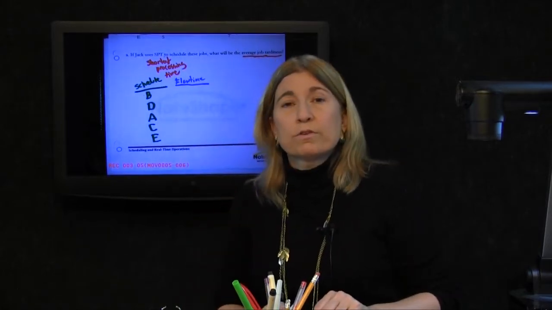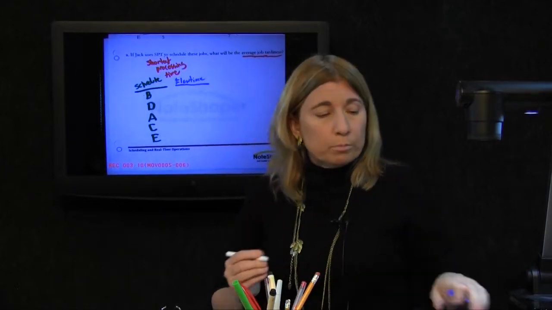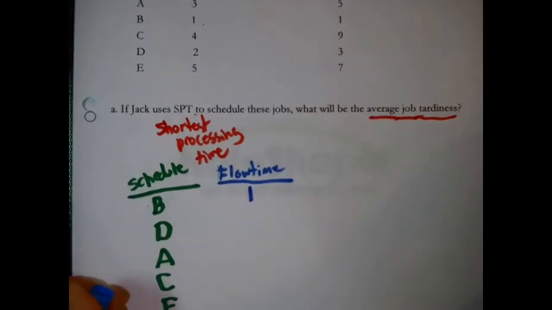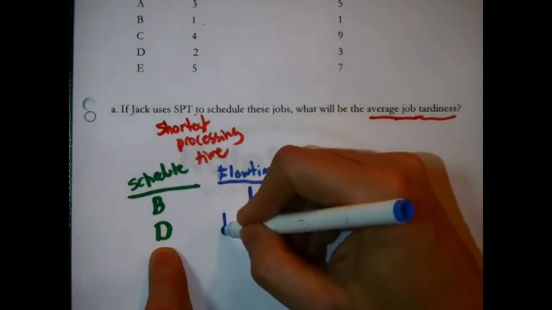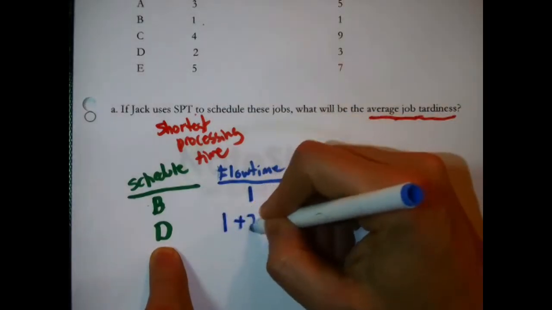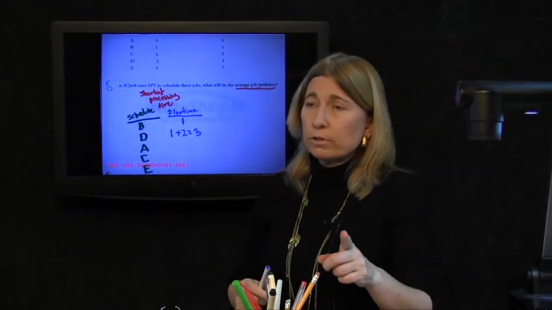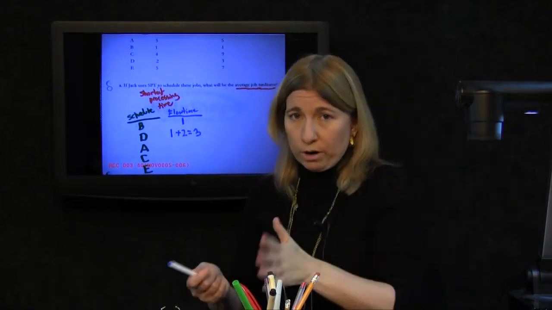The flow time for the first job in the sequence is its duration, its processing time. B is the first job in the sequence. Jack will get to work on B right away. That means that B will be done in 1 hour. The flow time is automatically the processing time. D has to wait for B to finish. So D will have to wait 1 hour, plus D is 2 hours worth of work. The flow time for job D is 3 hours. The flow time for a job is the flow time for the job before, plus the actual job's processing time.